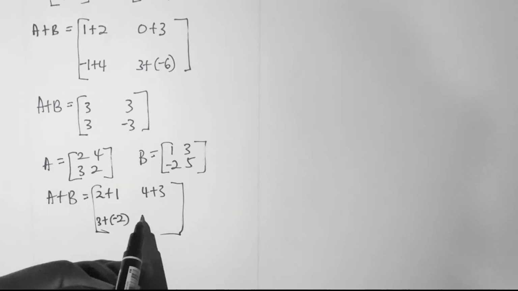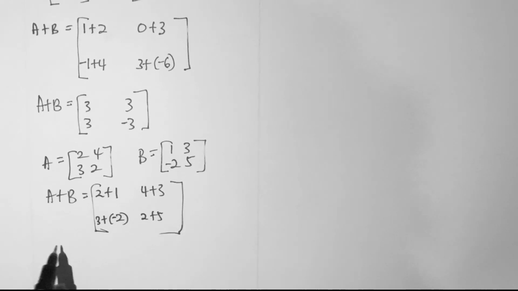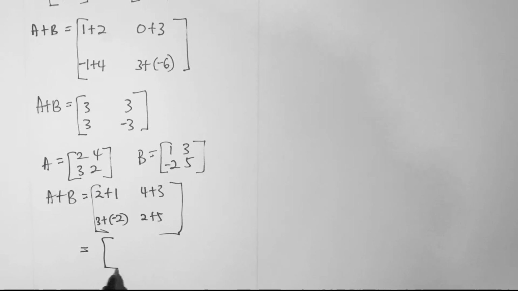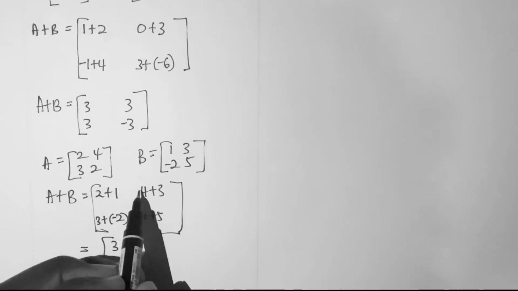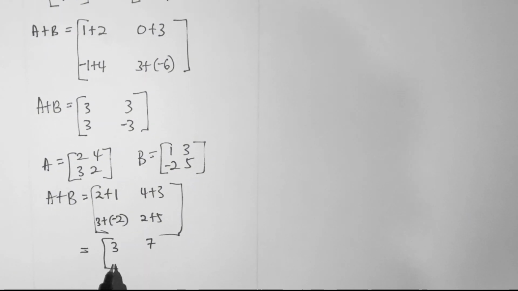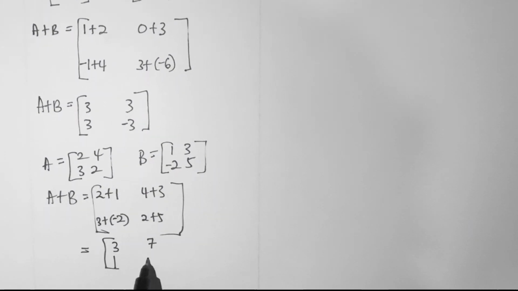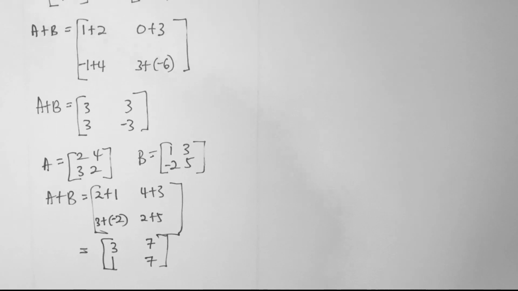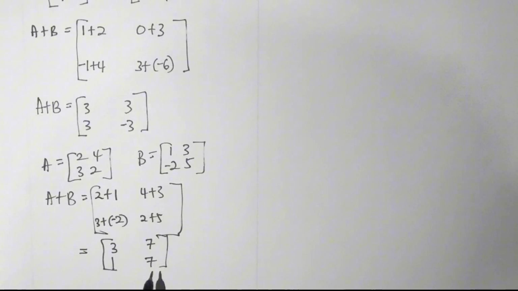And then this term is 2 plus 5. So this is equal to 2 plus 1 is 3. 4 plus 3 is 7. 3 plus minus 2 is the same as 3 minus 2, which is 1. And 2 plus 5 is 7. So this is A plus B.